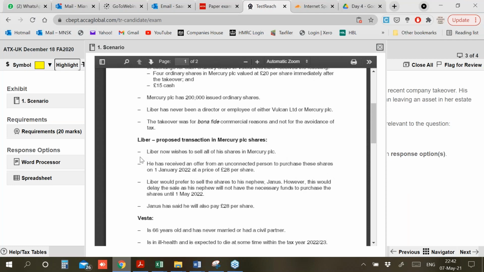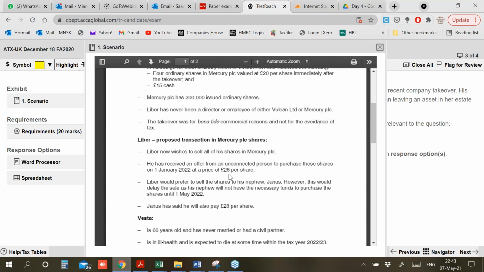Now, Liber's proposed transaction in MPLC shares. Liber now wishes to sell off all of his shares in MPLC. Now I cannot solve this part until I have solved the part above and have the base cost of MPLC shares, because he has not purchased the MPLC shares, rather he has received them as a result of a takeover.